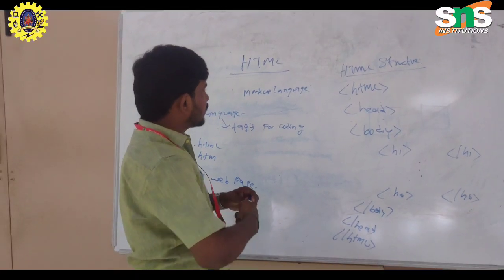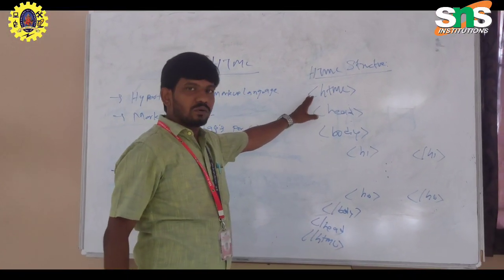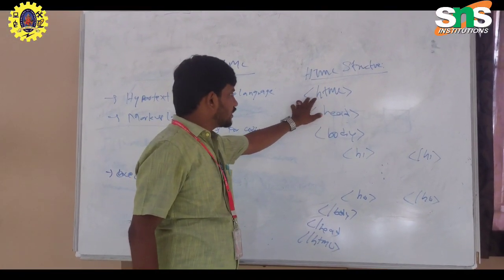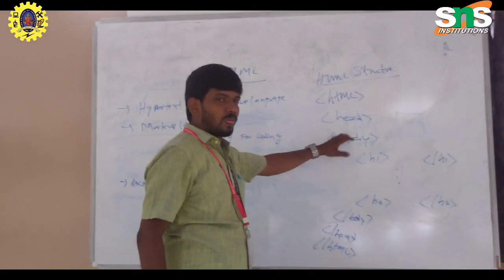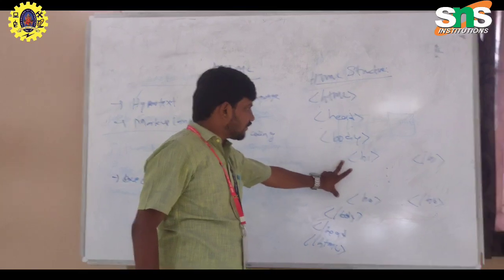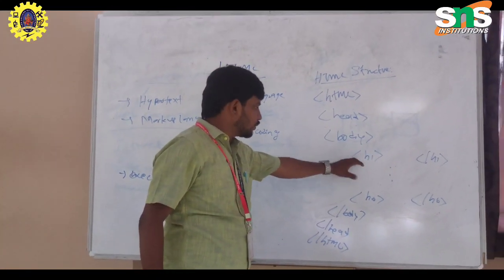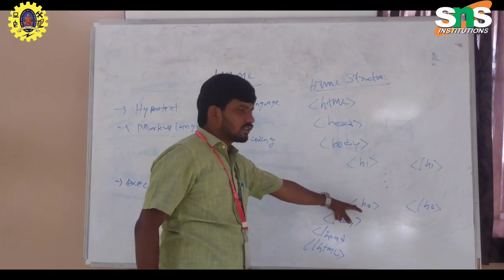So in this structure, all HTML code is going to start with the HTML tag. The tag uses a less than or greater than format, and then we have to use the head section and then the body section. In this body section, we have 6 different headings, h1 to h6. I mentioned h1 and h6 only.